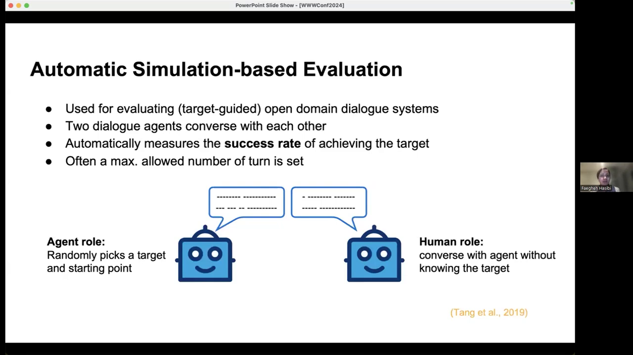We also have simulation-based evaluation, which is often used on target-guided open-domain dialogue systems. Here we have two dialogue agents that converse with each other. One takes the human role, which doesn't know about the target, but the other one takes the agent role, which randomly picks a target and the starting point. These two converse with each other, and after reaching a certain number of turns, we want to see whether the conversation meets the target or not. The target can be just a simple word, which gives the direction of the conversation. This is also an automatic method of evaluating conversations.